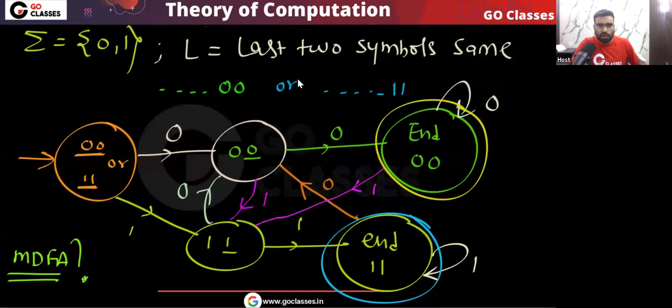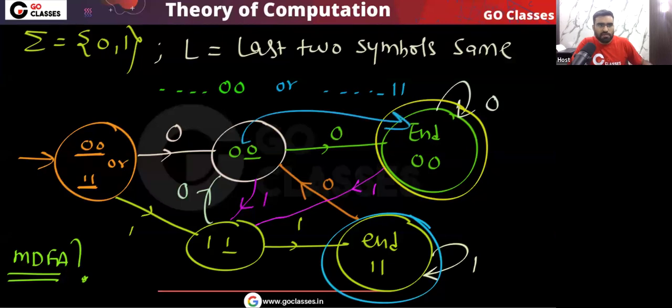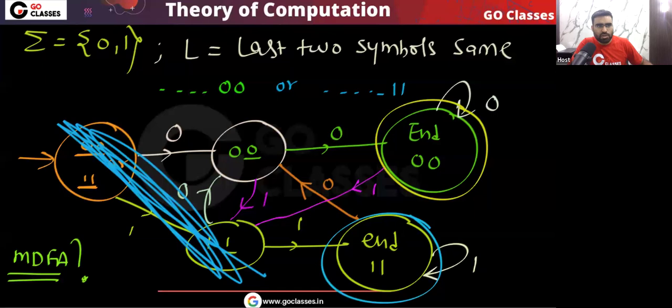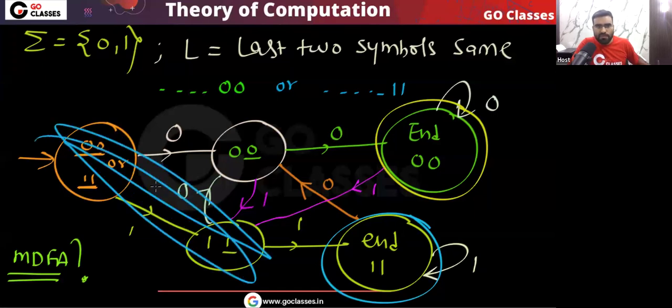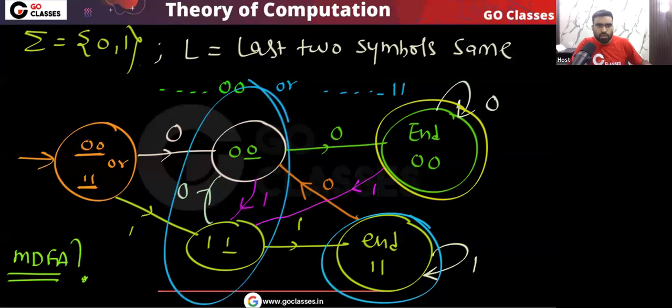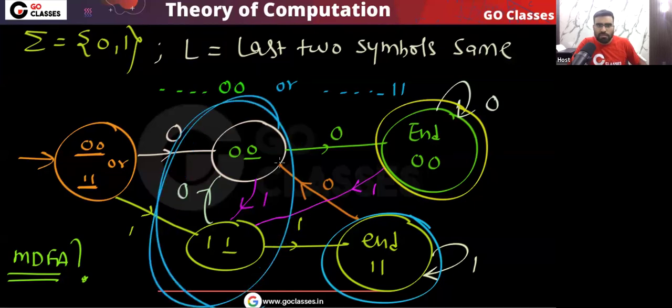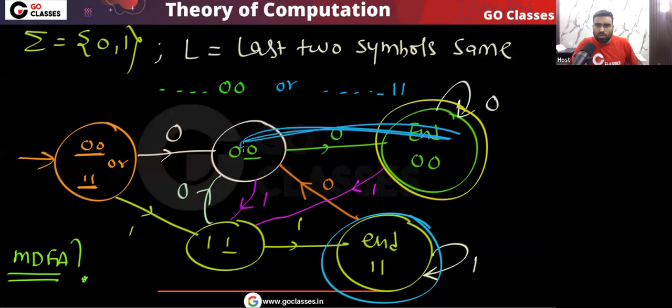What about this state and this state? Are they distinguishable? Yes, they are distinguishable by 0. You can notice this on 0 going to final, this on 0 going to non-final. What about these two? Are they distinguishable? Yes, they are distinguishable by 1. This on 1 going to final, this on 1 going to non-final. What about these two? Yes, they are also distinguishable by 0. This on 0 going to final, this on 0 going to non-final.